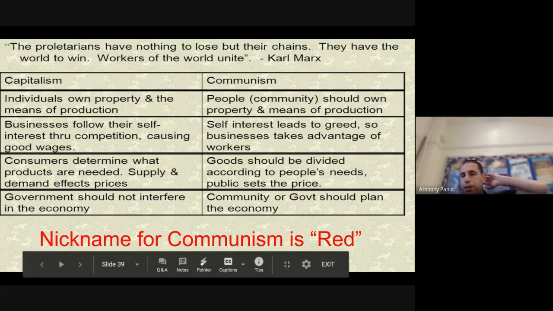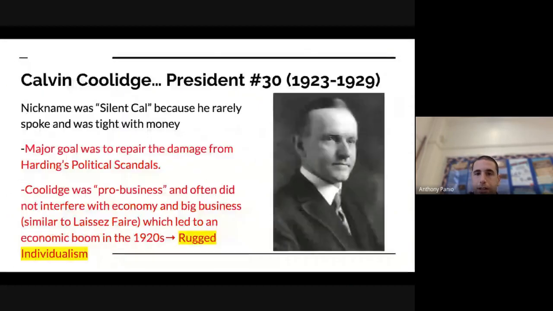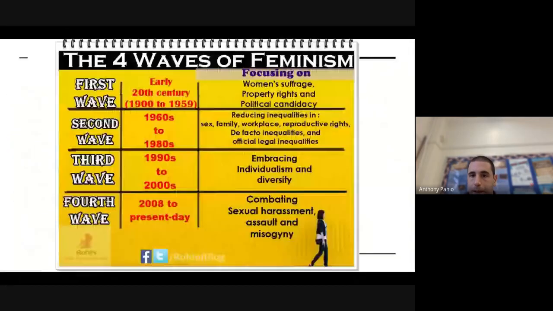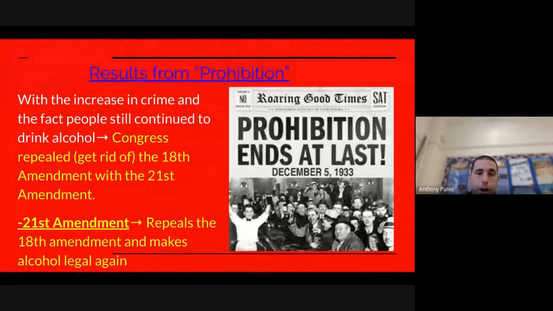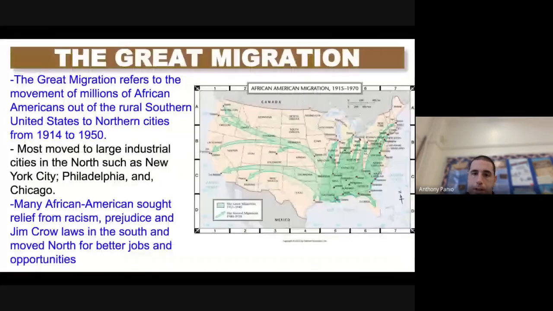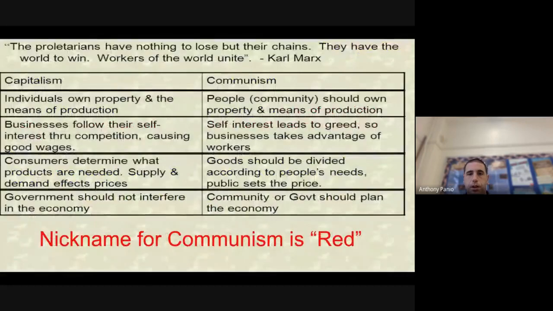So please copy down that the nickname for communism is red, because you're going to hear the term red a lot. You're going to learn about the Red Scare, the second Red Scare in the 1950s. You're going to see this term a lot. If you've noticed, on a lot of these slides towards the beginning I put it in red and yellow, because the Roaring '20s has to do with communism a little bit, and that's the nickname. And that's the way it looks there.